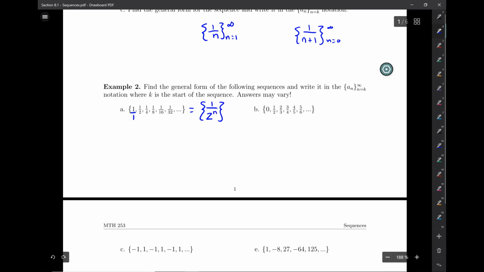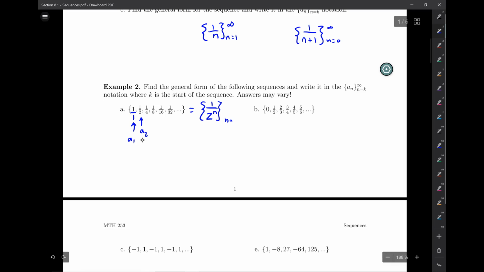But then I'd have to think about where I need to begin my sequence. Notice if I were to begin at 1, my very first term would be 1 over 2 to the 1, which is actually 1/2. That is not actually the first term of the sequence, though. The first term of the sequence is 1. So again, this is the first term. Well, I guess we start at 0. This would be the second term of the sequence.